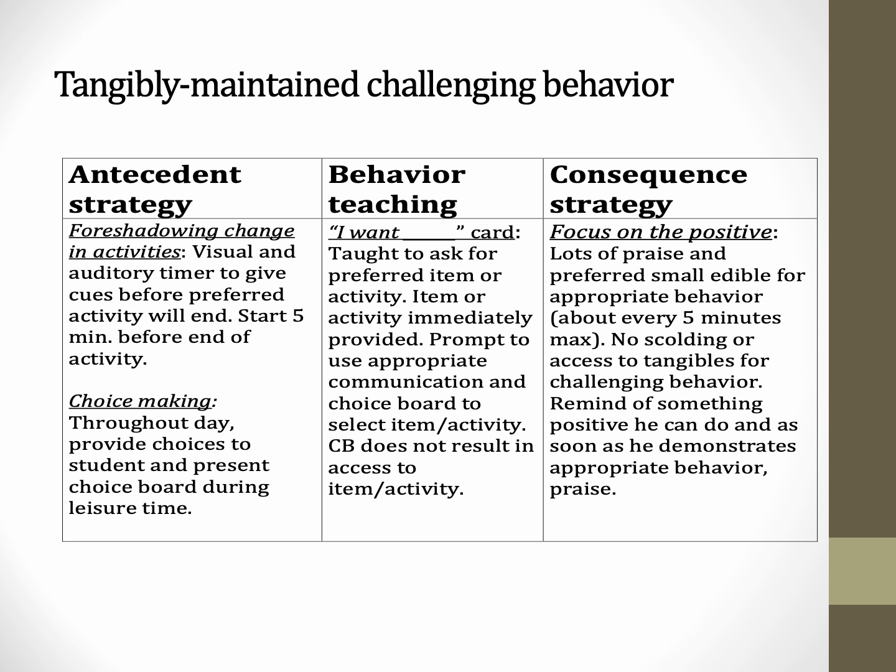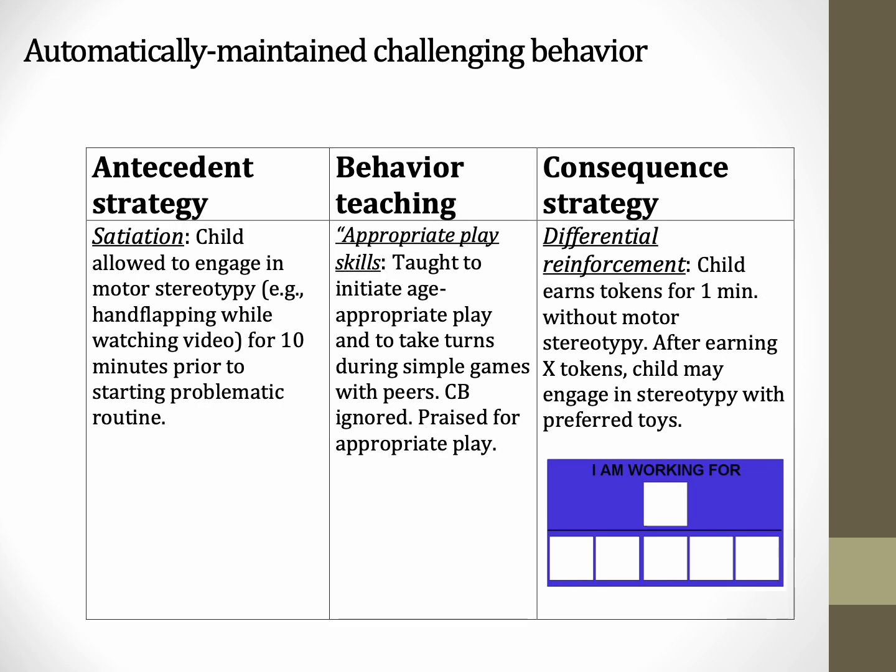Another example, if the problem behavior is maintained to gain something, then for the antecedent strategy, you can provide a lot of choices of preferred items, or you can directly teach using some direct teaching strategy like a communication card or priming something. And then the consequence strategy can be positive reinforcement, such things.